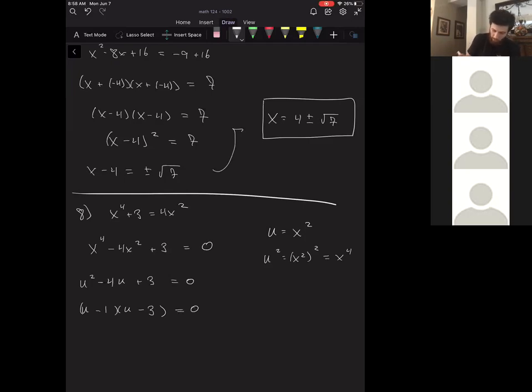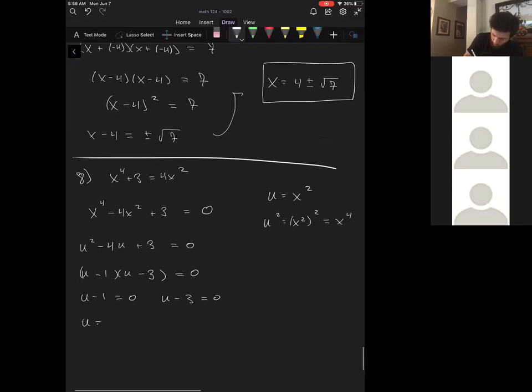Again, this should be familiar. We know how to solve this. This is going to be u minus 1 is equal to 0, and u minus 3 is equal to 0. And here we get u is equal to 1 and u is equal to 3.